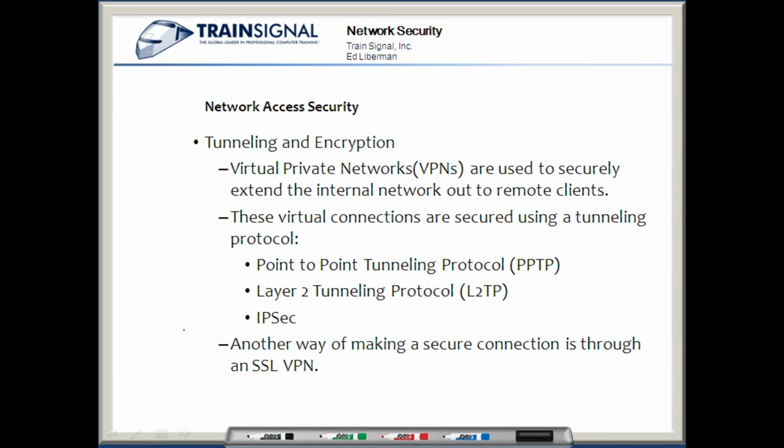Well, how the heck is this done? Well, this is done through tunneling and encryption. This is done by creating what's called a secure tunnel through an unsecure network, like the internet.